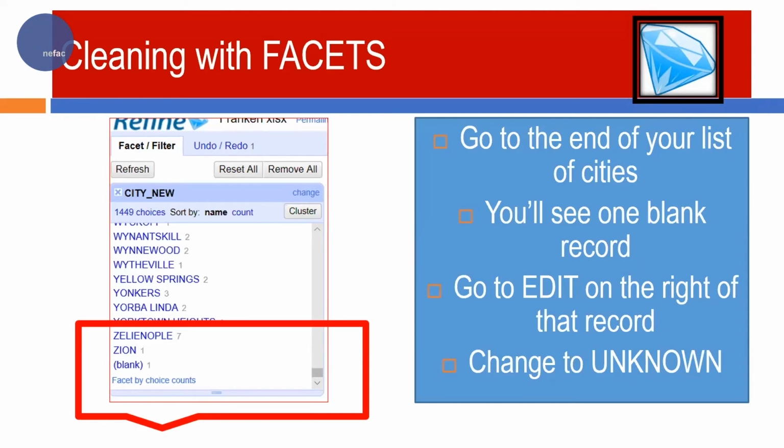And you can make those changes if you hover over next to one of the city names, just for example, Wynwood. You'll see this edit button pop up, and you can change that city name. I actually changed my blank row to unknown.